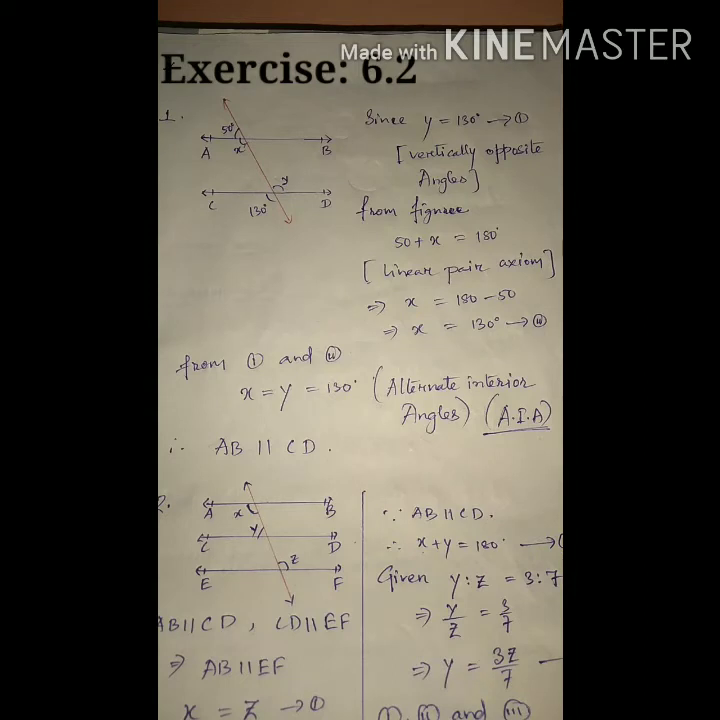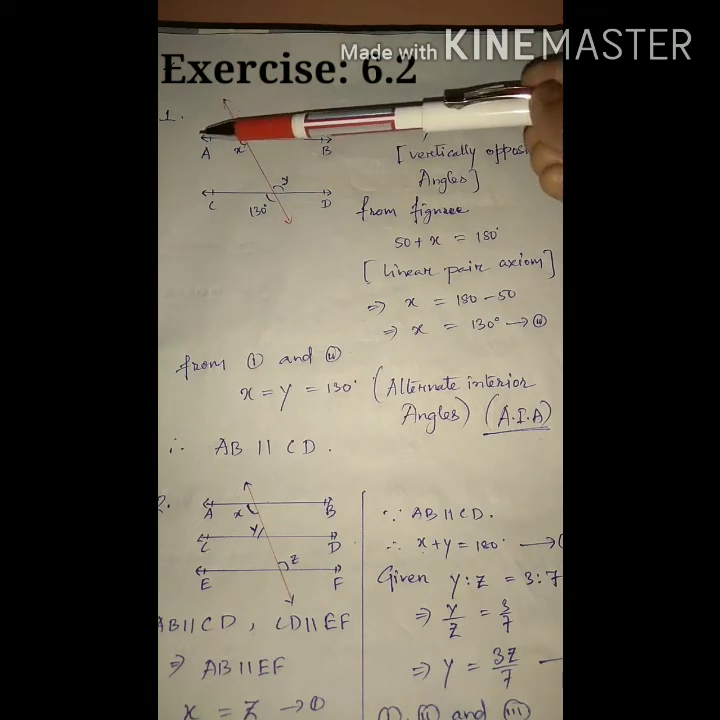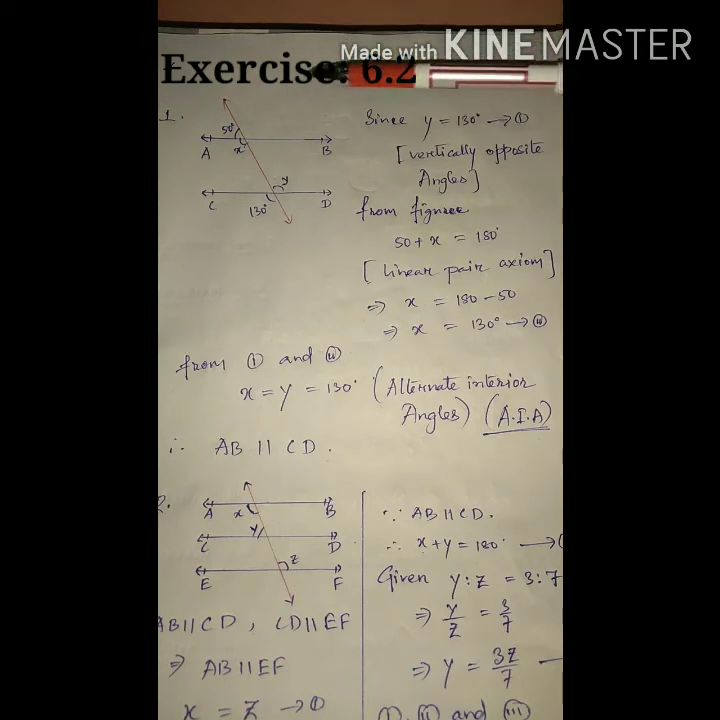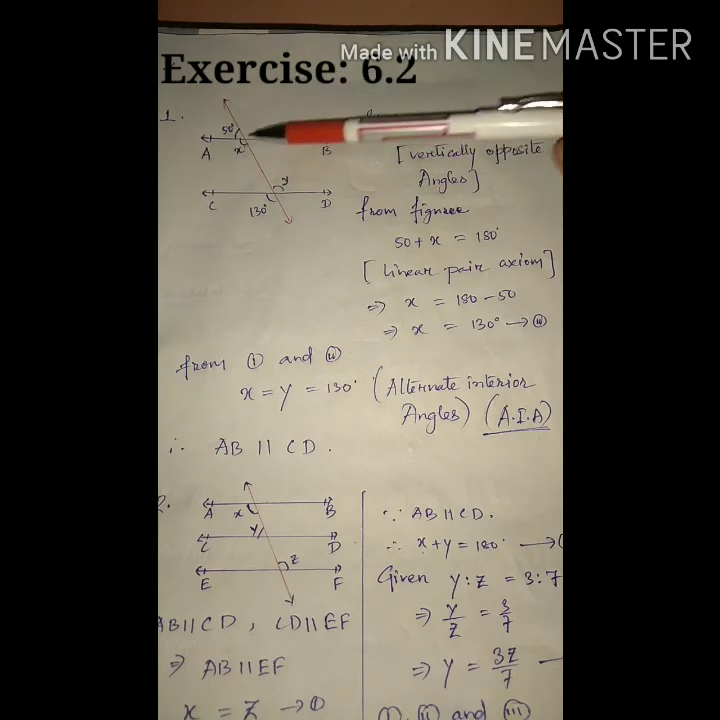Now in exercise 6.2 the first question is given. In this first question the diagram is given like this. The first condition is given, the angle 50 given here, x given here, y and 130 given. One line is given, this red line we drew here, and we need to prove, first of all we have to find the values of x and y, and after that we need to prove AB is parallel to CD. So obviously, to prove AB is parallel to CD, first of all we have to find out the x and y values.